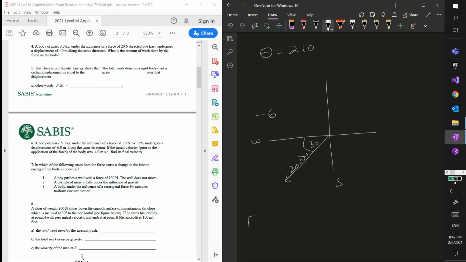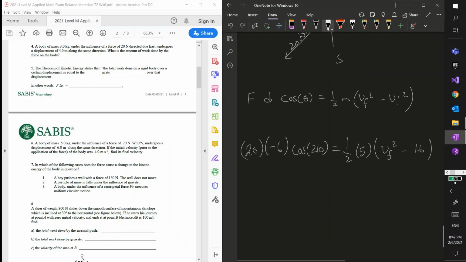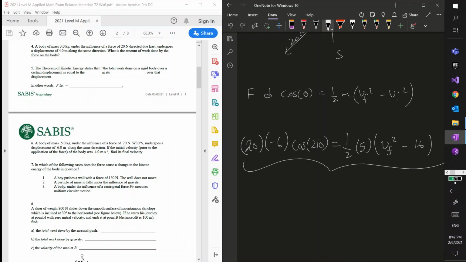In the previous question, we saw that force times displacement times cosine theta is equivalent to half m v final squared minus v initial squared. Your force is going to be 20 newtons. Your displacement is minus 6 because it's going in the opposite direction. Your theta is 210, as we said, and that whole thing is equal to half m, which is 5, times v final squared, which we don't know. V initial squared is going to be 4 squared, which is 16. Now we simply have to solve, and we're going to get something.